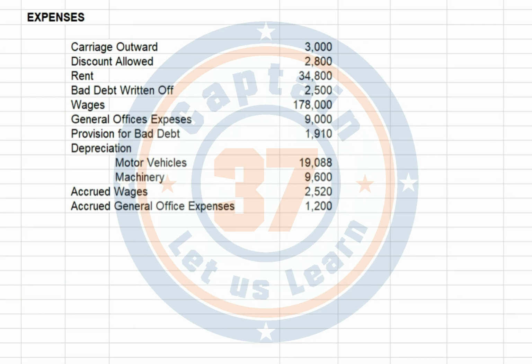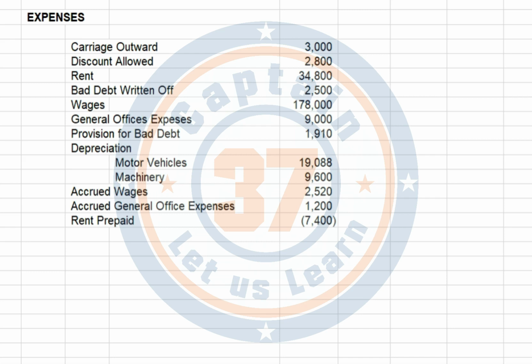We are told that the rates prepaid, that's obviously for rent, at 31st December 2022 was 7,400. Let's now turn to rent prepaid. We are told that the rent prepaid is 7,400. Whenever there is a prepayment, what you do is you subtract.